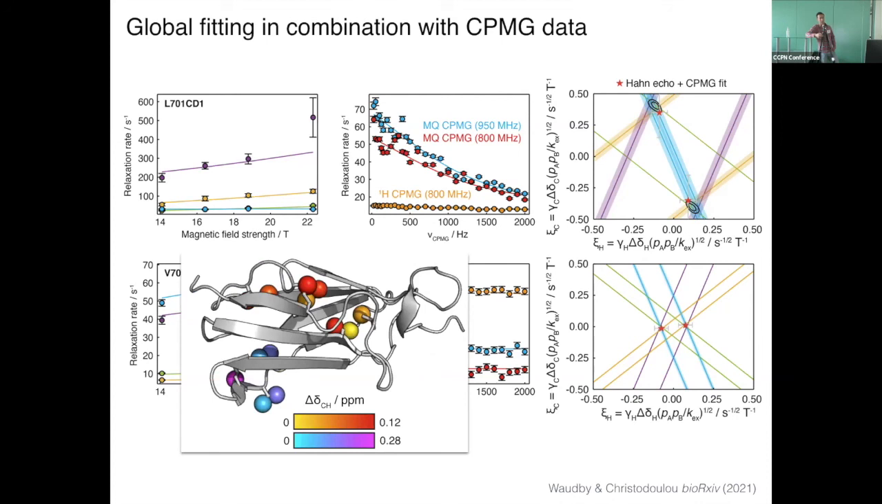And we can see on the structure that this actually identifies 2 separate clusters of exchange with 2 different timescales. So that sort of information, the timescale, is the thing that we wouldn't get out of these measurements by itself. But by combining the 2, we're able to get accurate measurements of shift differences, but also identify the populations and the exchange rates.